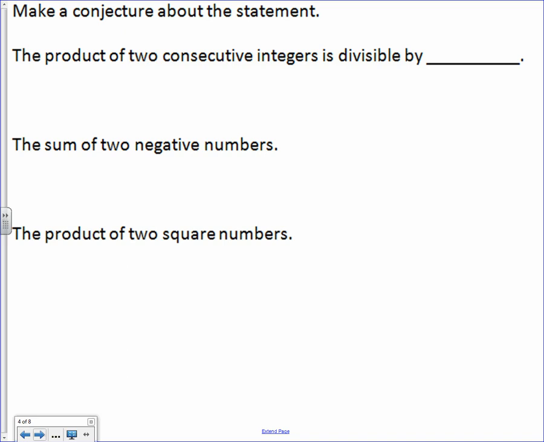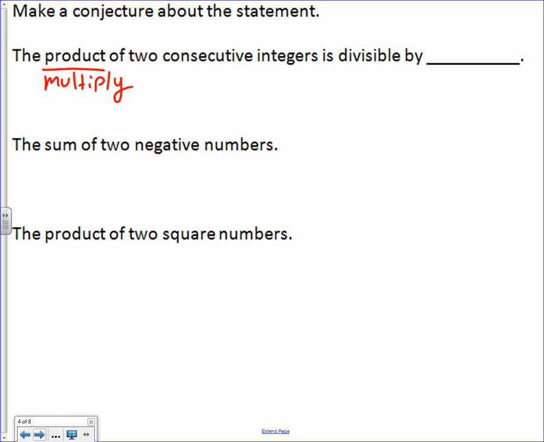All right, the next thing that we're going to look at is making some conjectures about statements that are given. So the first conjecture that we want to look at here is the product of 2 consecutive integers is divisible by what? If we have 2 consecutive integers that are being multiplied together, if we look at the product, we're talking about multiplying, right? So if we multiply 2 consecutive integers, what will it have to be divisible by?